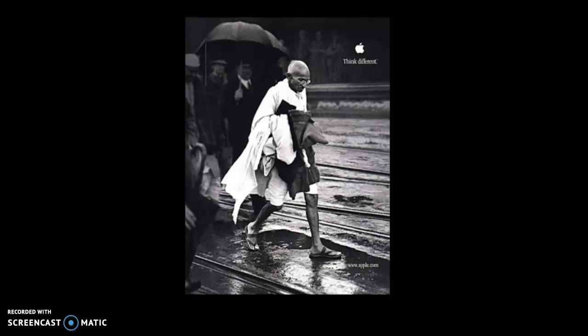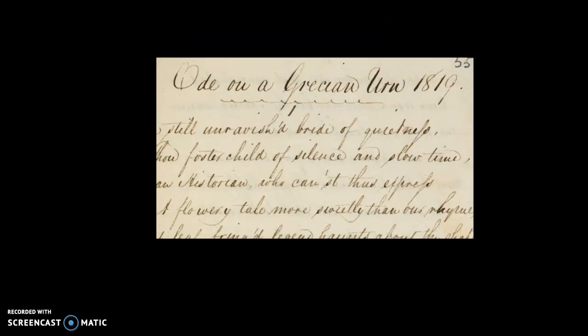During my research, I found that Gandhi's ideas on truth reminded me of the famous line from an 1819 poem titled Ode on a Grecian Urn. As the narrator states in one of the final lines, "Beauty is truth, truth beauty. That is all ye know on earth and all ye need to know." This final line asserts that the only eternal thing in life is truth.